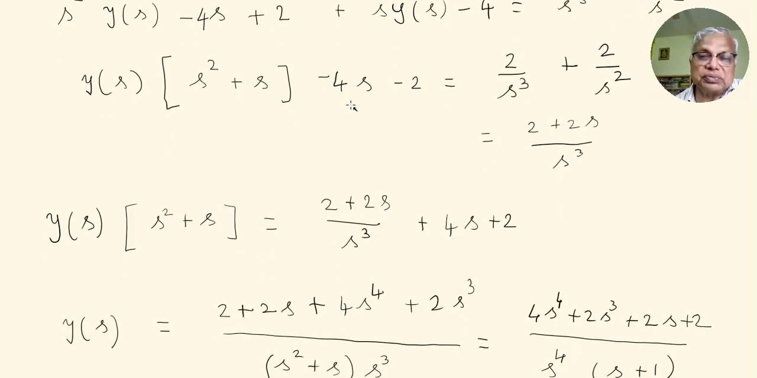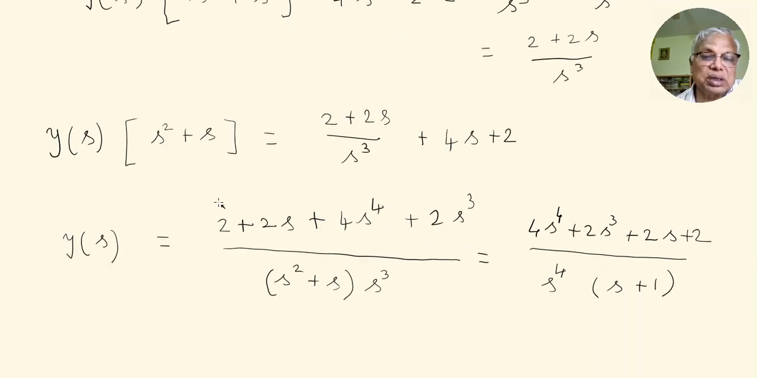Now I have brought this minus 4s minus 2 to this side, plus 4s plus 2, and in the next step I have taken s cube as the common LCM. So if you take s cube, 2 plus 2s plus 4s power 4 plus 2s cube. So I have simplified this into a single term, 2 plus 2s plus 4s power 4 plus 2s cube divided by s cube, and I brought this s square plus s to this side, to the denominator of this side. And this is for the simplification.